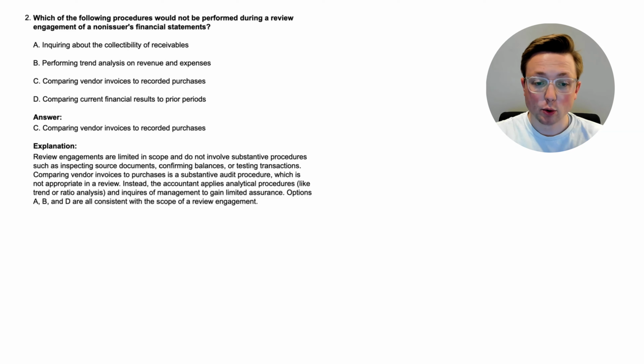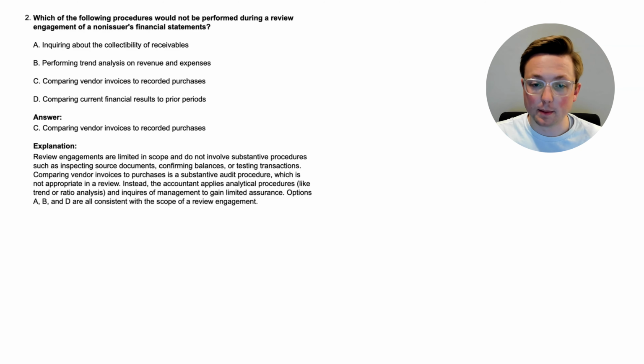So let's go through this. Review engagements are limited in scope and do not involve substantive procedures, and we've talked about those in previous videos, such as inspecting source documents, confirming balances, or testing transactions. Comparing vendor invoices to purchases is a substantive audit procedure, which is not appropriate in a review. Instead, the accountant applies analytical procedures, like trend or ratio analyses, and inquires of management to gain limited assurance. Options A, B, and D are all consistent with the scope of a review engagement.